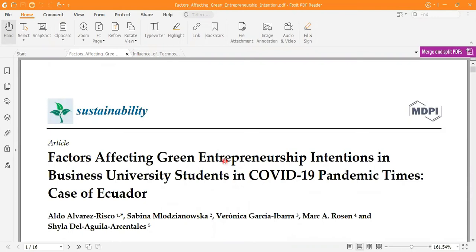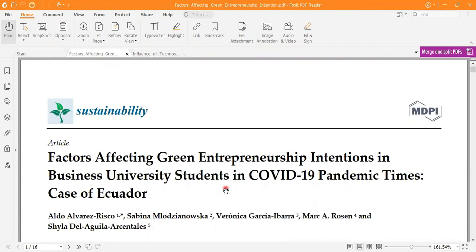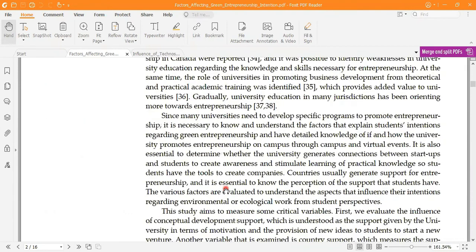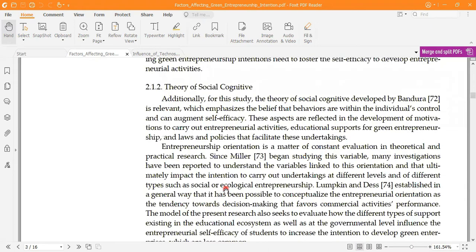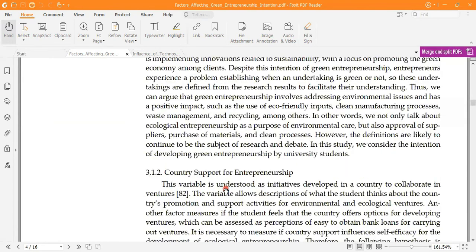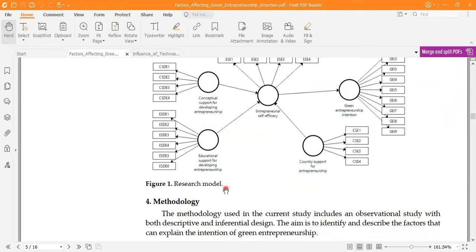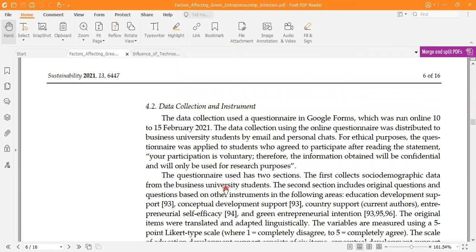The first one is Factors Affecting Green Entrepreneurship Intention in Business University Students. This is just to know how to report the results of our research, especially the results which come out of the bootstrapping. Now, this is the abstract, introduction, and then literature review. Theory is also there, and then we go directly to our research methodology. This is our research model, and this is the sample size, data collection, and instrument.